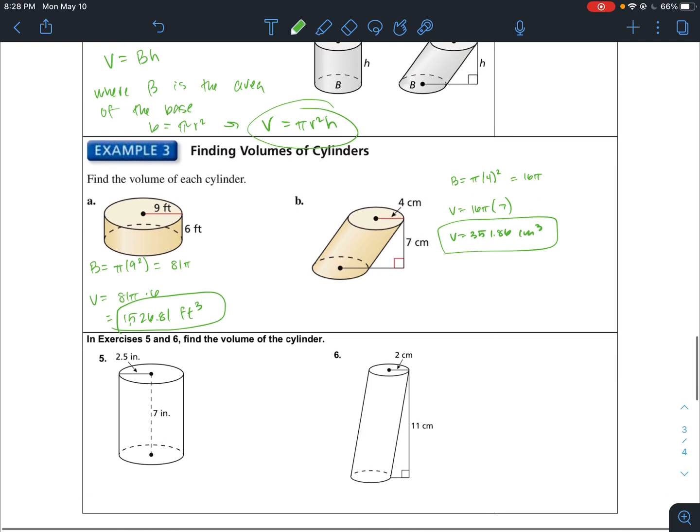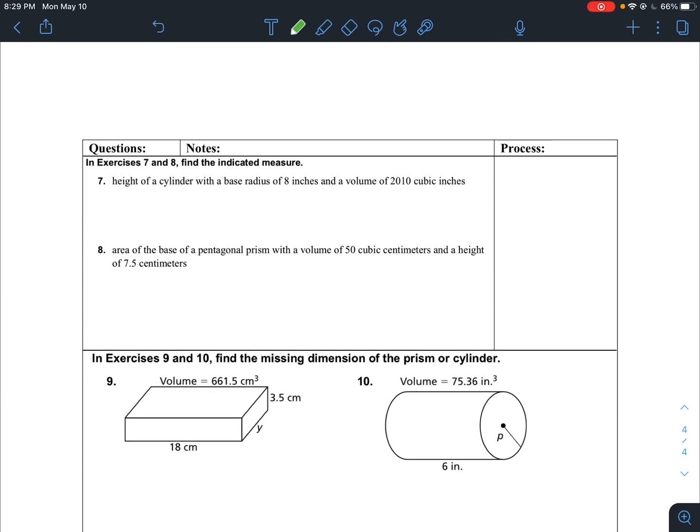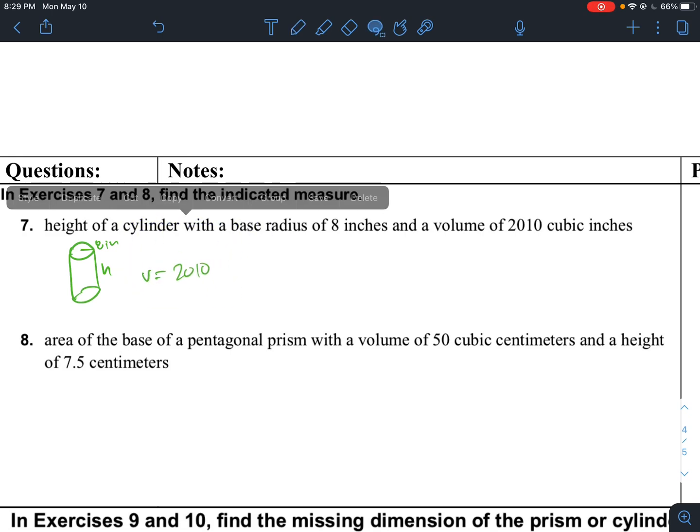Okay. So go ahead and try these examples right here, 5 and 6. You could probably try 7 and 8. I can probably help you out, but it says, the height of a cylinder, so find the indicated measure. So we're looking for the height. So the height of the cylinder with a base with a radius of 8 inches, and a volume equal to 2010. Okay, so if the volume is 2010, and we know that the radius is 8, we want to find the height.